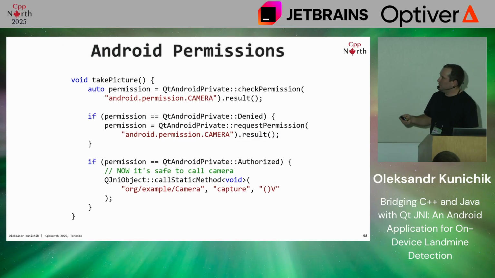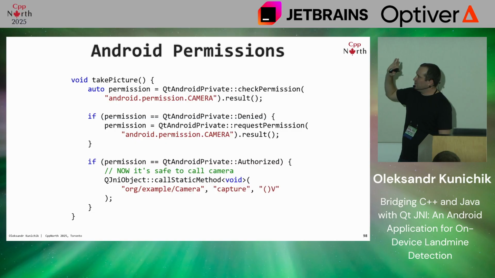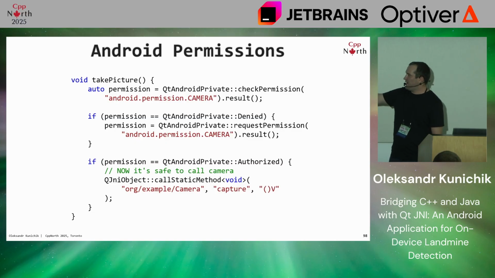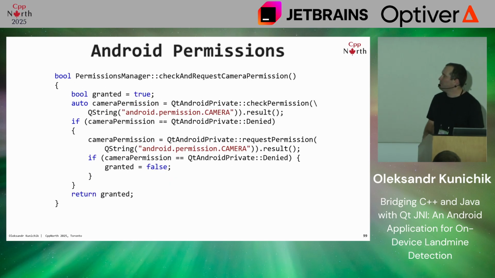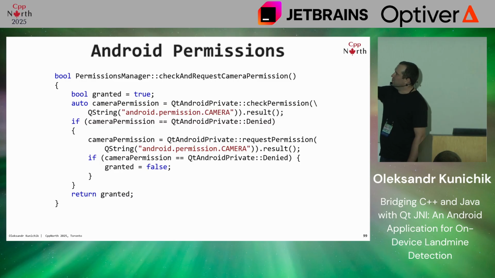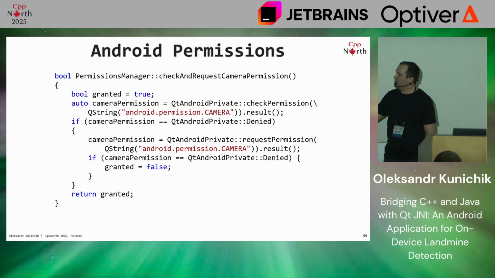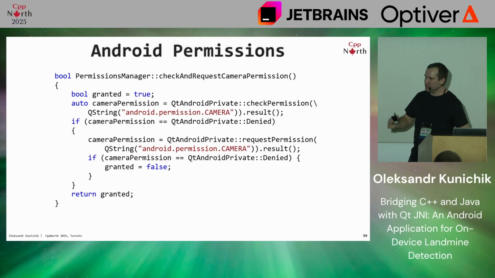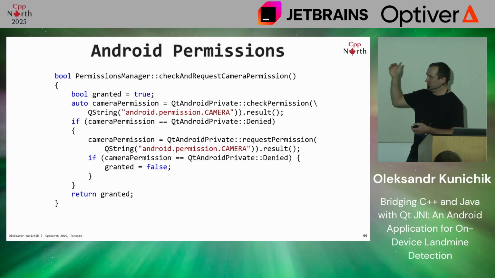So there are no permissions. What we should do is check permissions. Check if we have access to camera. If not, it's denied, and we can request. And if we are okay, after that we can run the method. But we also can have some helpers. Just write corresponding helpers for each operation, for each set of permissions. I usually have one function which calls all the permissions.